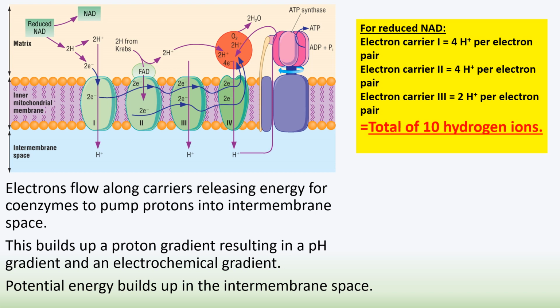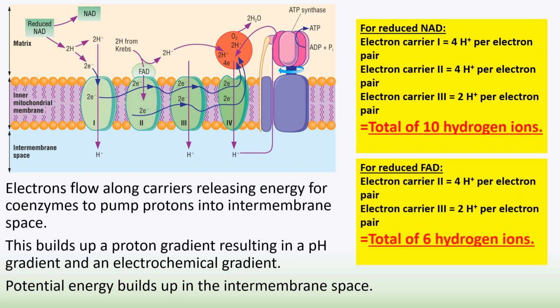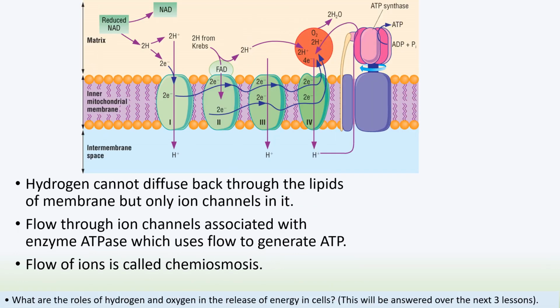Now, from NAD, we get basically 4 hydrogens per electron pair that goes through electron carriers 1 and 2, and electron carrier 3 per electron pair that comes out. We get 2 hydrogens going through, so we get a total of 10 hydrogen ions because of NAD traveling through to the mitochondrial matrix. For reduced FAD, we get 4 from electron carrier 2 and 2 from electron carrier 1, so we get 6. So in total, there's 16.